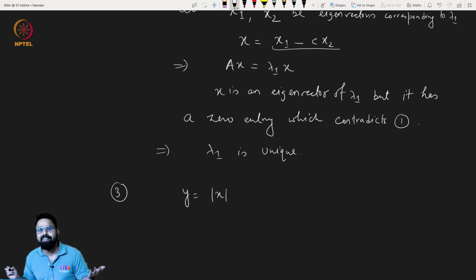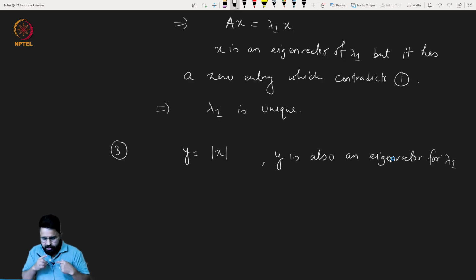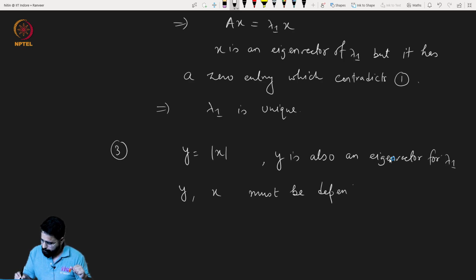We have just proven that Y is also an eigenvector for lambda 1. Okay. Now, due to these two, Y and X must be linearly dependent, because lambda 1 is unique, right? So Y and X must be dependent.